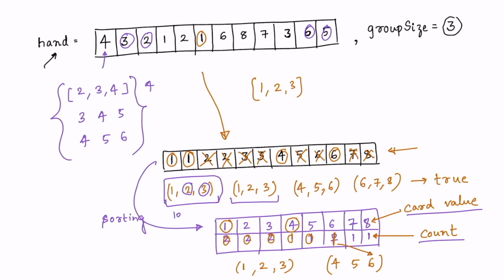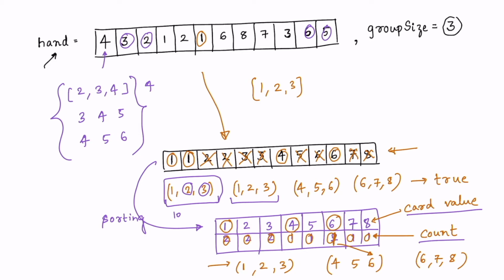We again try to find the next card with the least value, which is 6. Now 6 can only be part of the group 6, 7, and 8. There is only one 6, so we check if there is at least one 7 and one 8, which is the case, so we set the count of all these to 0. And we ended up using all the cards. That means we were successful in forming the groups, utilizing all the cards, and we return true.